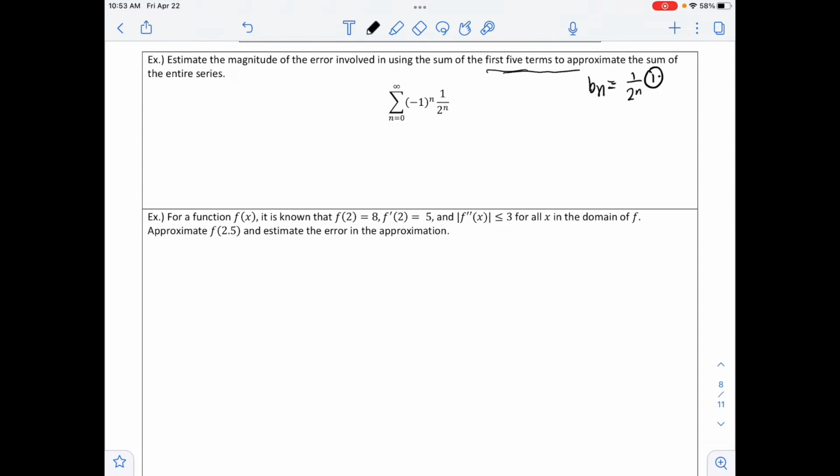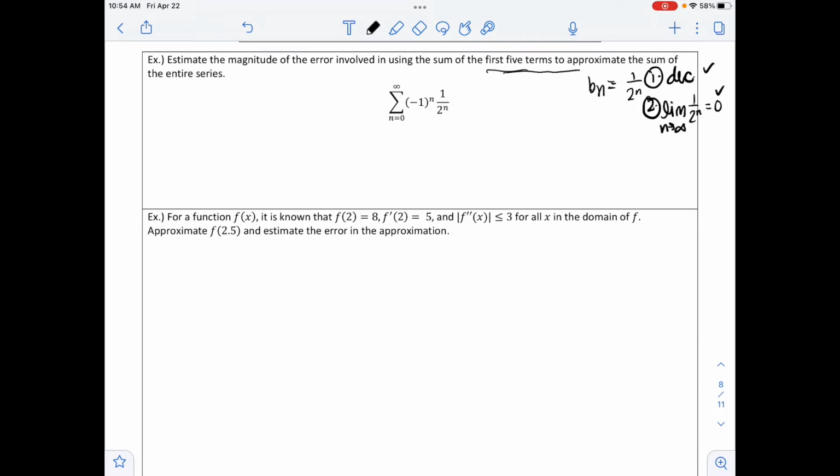And the first thing that we know is that this is decreasing. As n increases, we're dividing by a larger value, and that means it's decreasing. Second, if we take the limit as n approaches infinity of 1 over 2 to the nth, we do arrive at 0, so those are both checks.